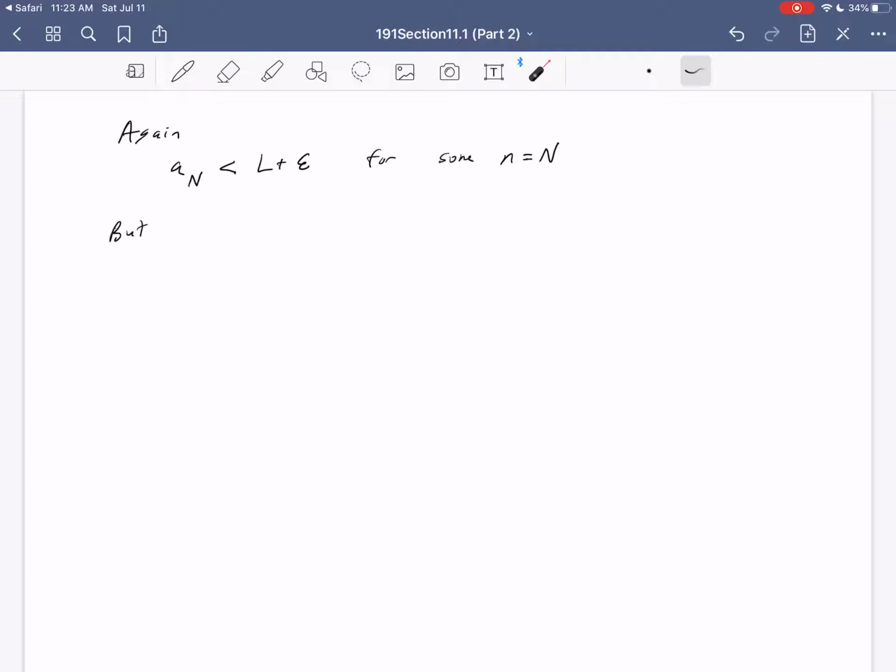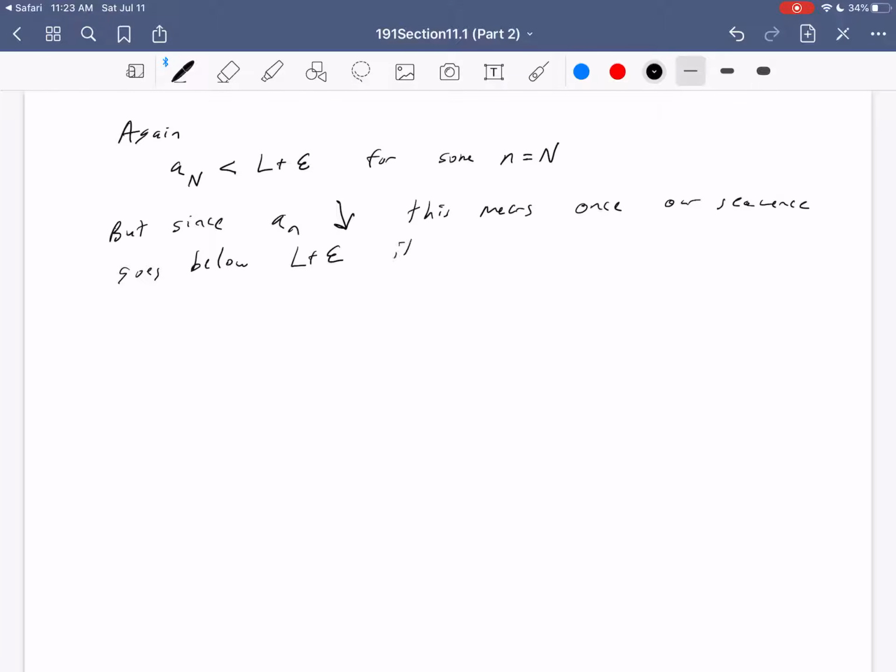The argument here is that since a sub n is strictly decreasing, once our sequence goes below L plus epsilon, it must stay below L plus epsilon, which should make sense, right? If you dip below L plus epsilon and you're strictly decreasing, you have to stay below L plus epsilon. You can't go back up because then you wouldn't be strictly decreasing.